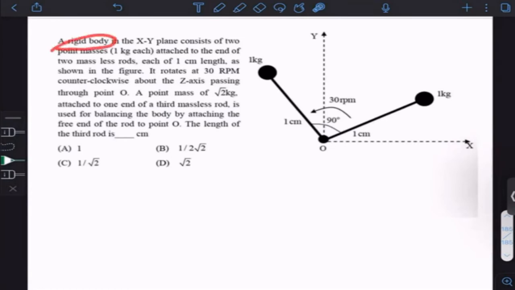Balancing. What is written? A rigid body in the xy plane consists of 2 point masses attached at the end of two massless rods, each of 1 centimeter length, as shown in the figure. It rotates at 30 rpm clockwise about the axis. A point mass of root 2 kg is attached to one end of a third massless rod, used for balancing the body by attaching the free end of the rod at the point. The length of the rod, that means the radius, is what is asked in this problem.